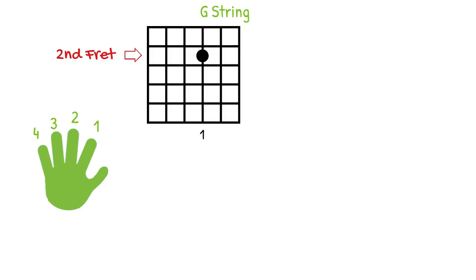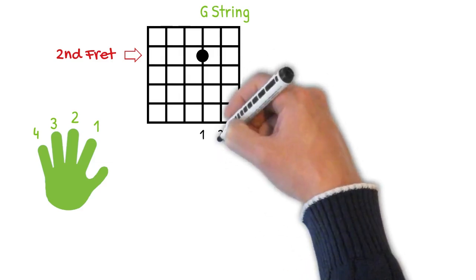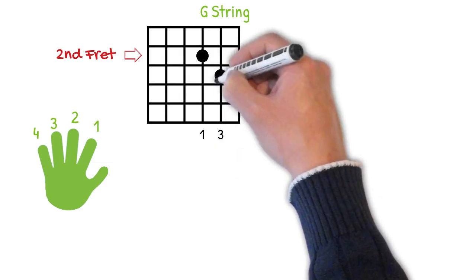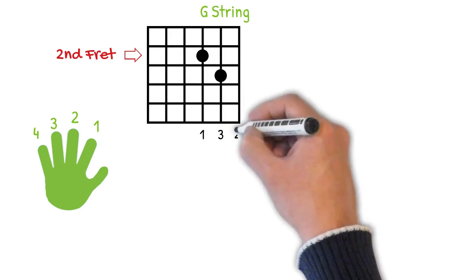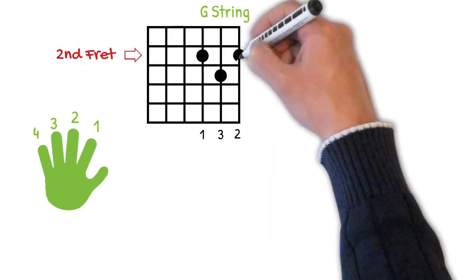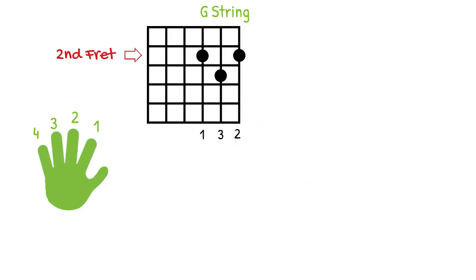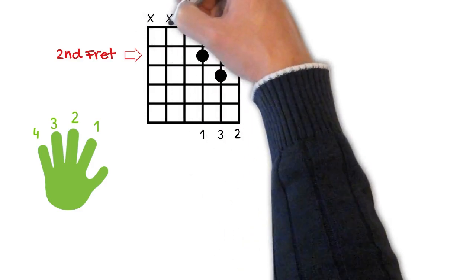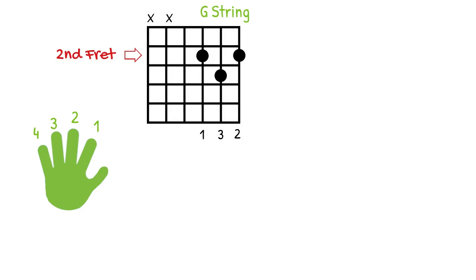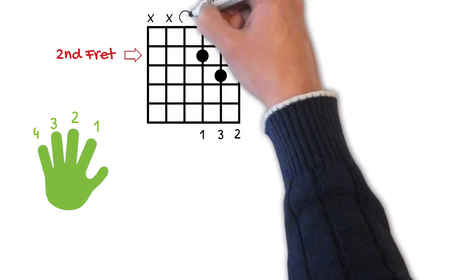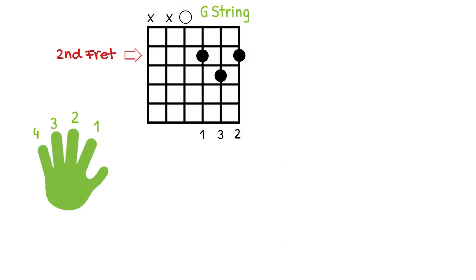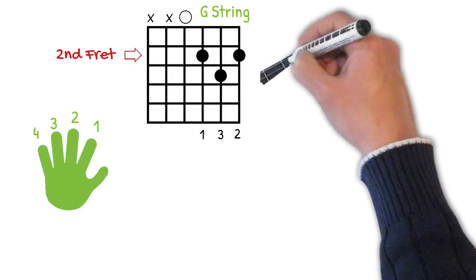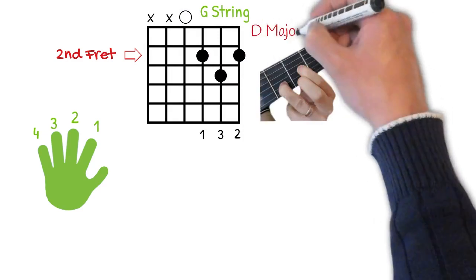Okay, we need to involve 2 more fingers for our first chord. Let's do so now. Finger number 3 on the B string in the 3rd fret and finger number 2 on the high E string in the 2nd fret. An X means that a string should not be played, in this case the low open E and the open A strings. A circle outside a diagram means that an open string should be played, in this case the open D. And this is D major.